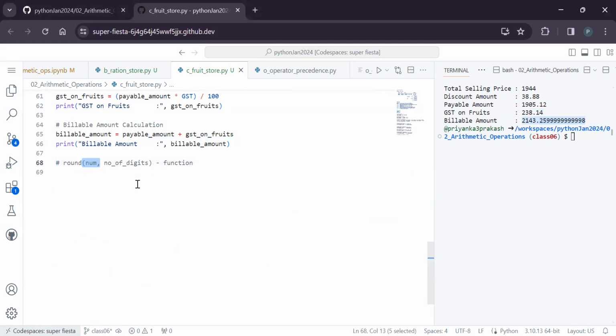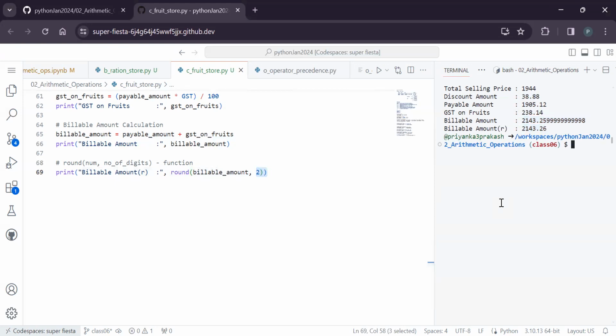Generally, round will take a number and the number of digits we need to round off to. So if I make it 2, it will try to round off to 2 digits. Did you see now? You got it like this with 2 digits. So this is the new function called round. Hope it's clear for everyone.